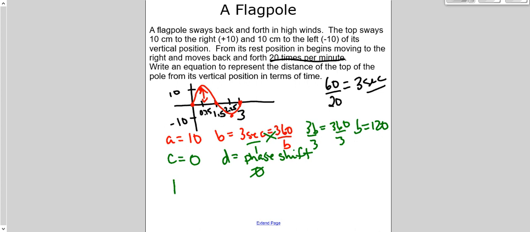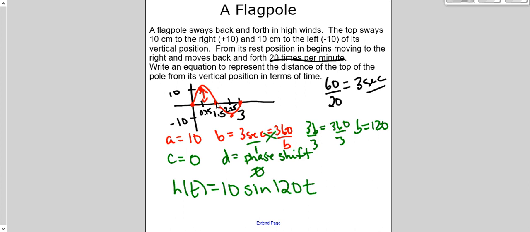So let me write this. H of t equals my amplitude, which was 10, sine 120, which is the period, t. And I don't have to add anything on the end because there is no sinusoidal axis, and there is no phase shift either, so it stays this way.